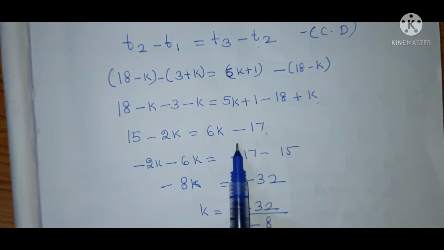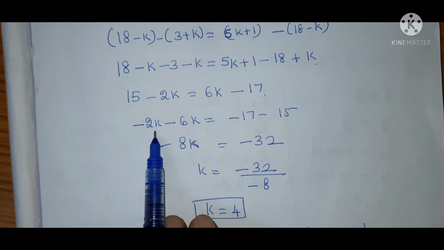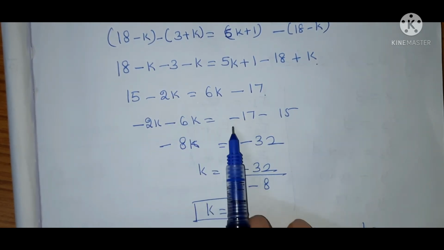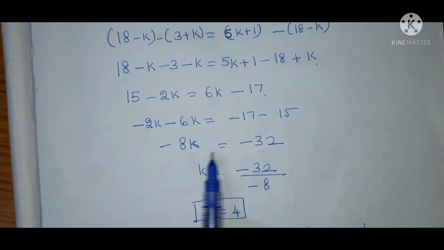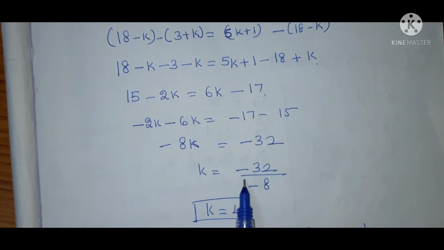18 minus 3 is 15. Minus k minus k is minus 2k. On the right, 5k plus k is 6k, and 1 minus 18 is minus 17. So minus 2k minus 6k is equal to minus 17 minus 15. Minus 8k is equal to minus 32. K is equal to minus 32 by minus 8. K is 4.